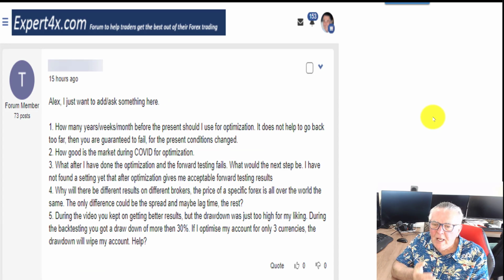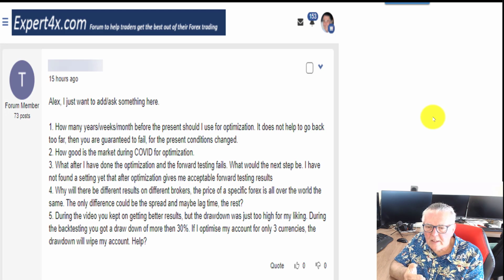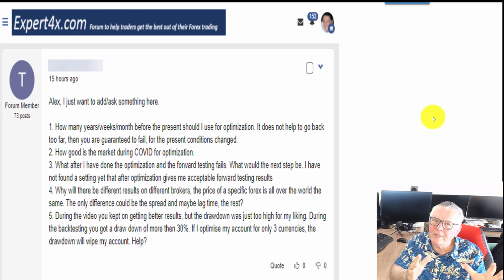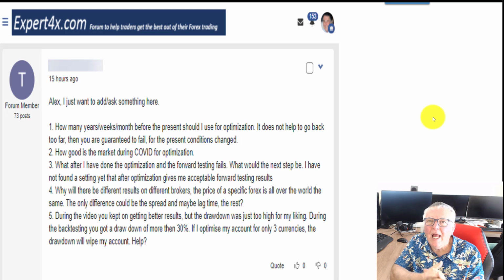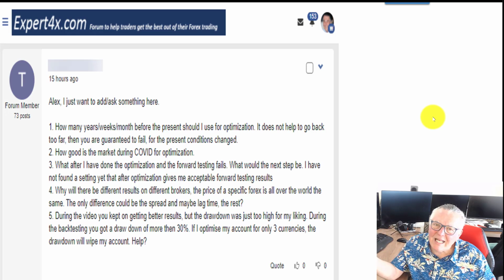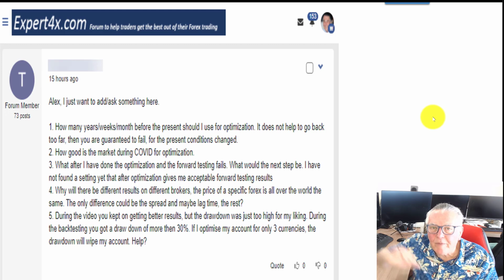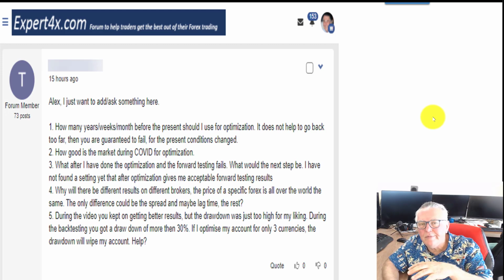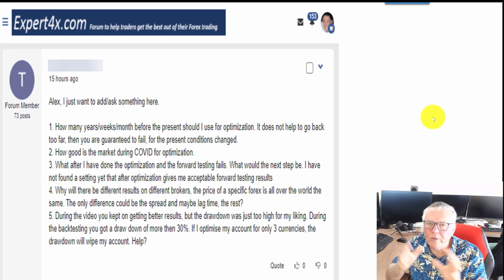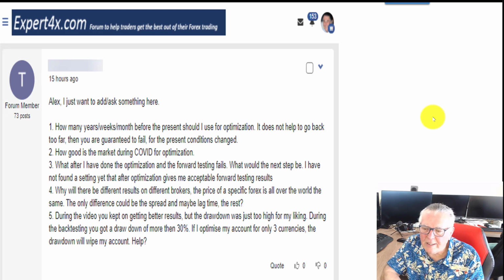Let's just go through them. It's not how long you back trade, it's the quality of your back trading and how you dissect the market, understand how the EA works in those different markets. How good is the market during COVID? Any market will have one of those phases in them, a fast moving market or a slow sideways market. If you've got the phases under control, nothing will scare you in forex trading.